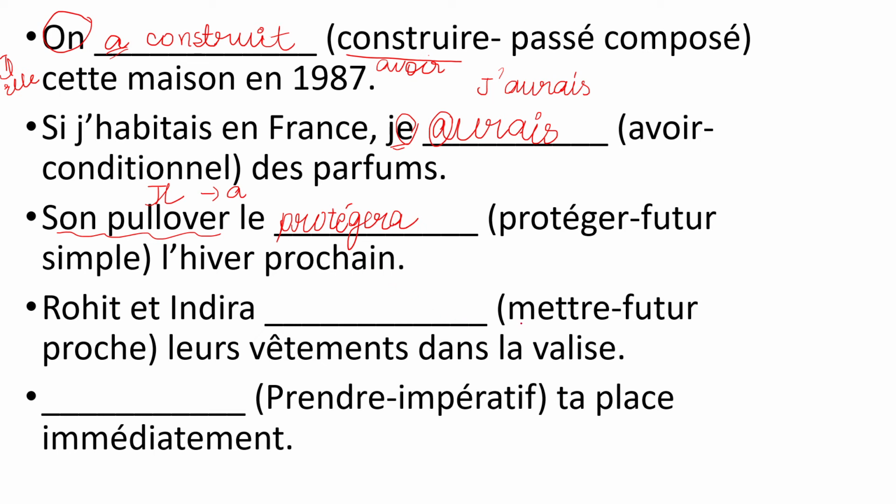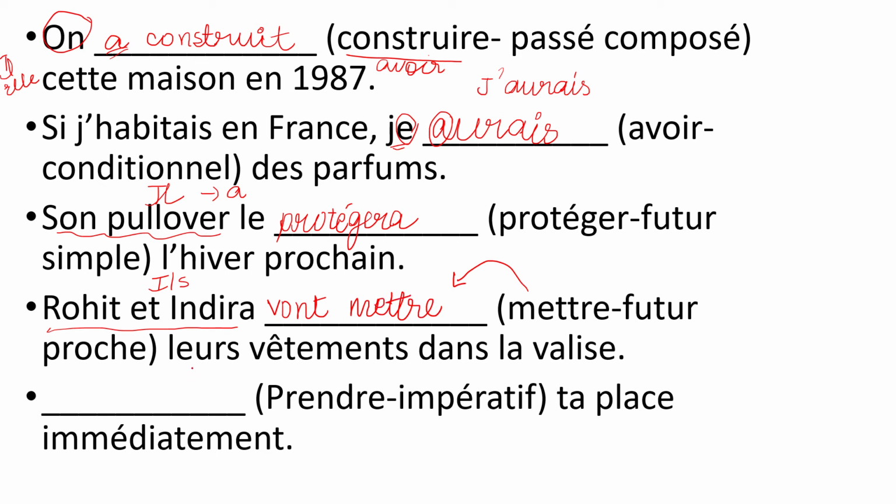Next one, mettre has to be put into the future proche for Rohit et Indira. This will be substituted by ils, masculine plural. So for the future proche, you have to put aller into the present tense for the subject, which will become vont. And then you have to cut and paste the full verb as it is after aller. So it will become vont mettre.